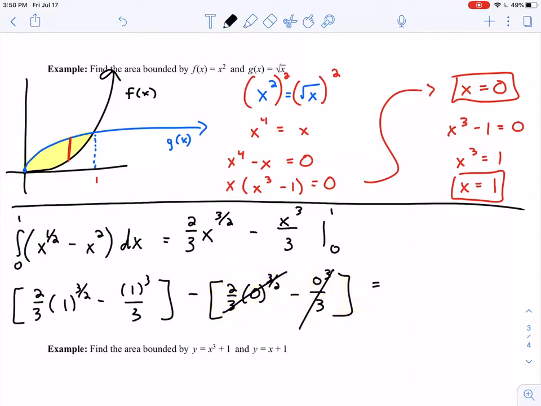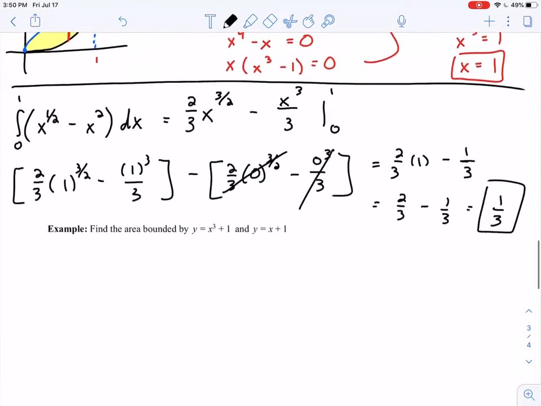So let's see, 1 to the 3/2, that's just 1, so I have 2/3 times 1. Oops, 2/3. Oh boy, this is just a mess. 2/3 times 1 minus 1 cubed is 1 over 3, 1 over 3. So I'm left with 2/3 minus 1/3 gives me 1/3. So the area bound by those two functions is 1/3. Very cool.